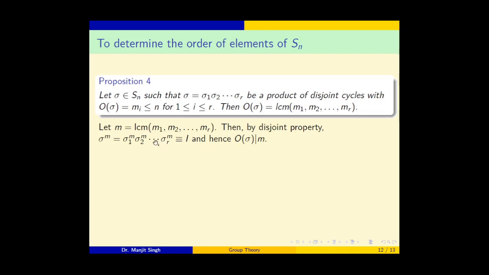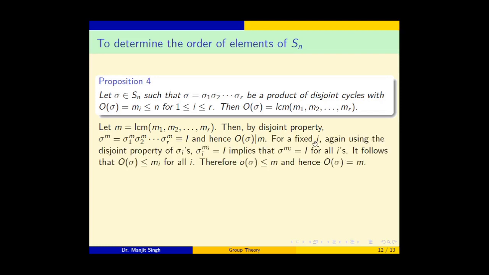Now we see here, because m is the LCM of m1, m2, ..., mr, all of these will be the identity, and sigma m equals the identity. So the order of sigma will divide m.